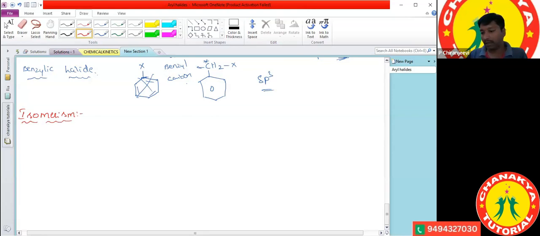So what we are discussing here: two types of isomerism. One is structural isomerism, another one is stereoisomerism. Again, structural isomerism is classified into how many types, and what are the types of structural isomers there?